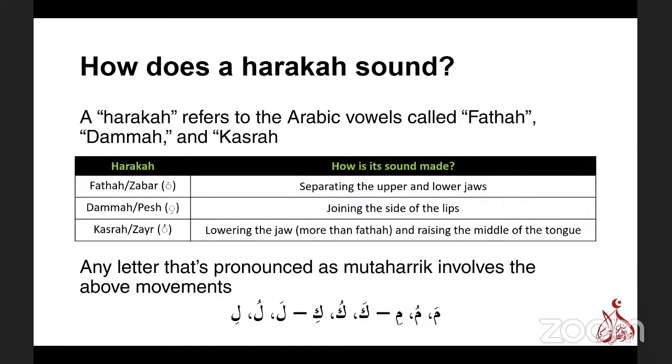So now, once it's understood that these are the three things connected with saying anything with a harakah: if I say that ba has to be pronounced with a fatha, that means you have to make the sound of ba and separate your upper and lower jaws. If I say ba has to be pronounced with a dhamma, then you have to join the sides of your lips when pronouncing the ba. If I say ba has to be pronounced with a kasra, then you have to lower the lower jaw even more. But there's no need to exaggerate on any of these things. Most of us can do this naturally. We just never thought about this.